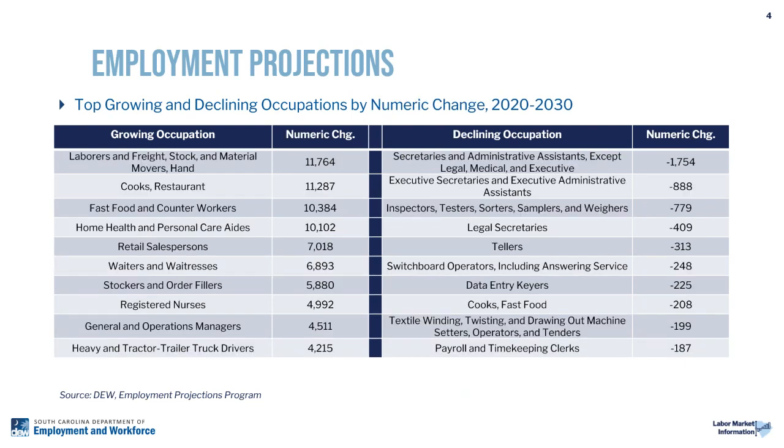So here are the top occupations that are growing the most in numeric terms. On the left side are the growing occupations. These include healthcare and leisure and hospitality and transportation fields. Top occupations that are declining the most, on the right side, are again where technology is supplanting outdated processes.